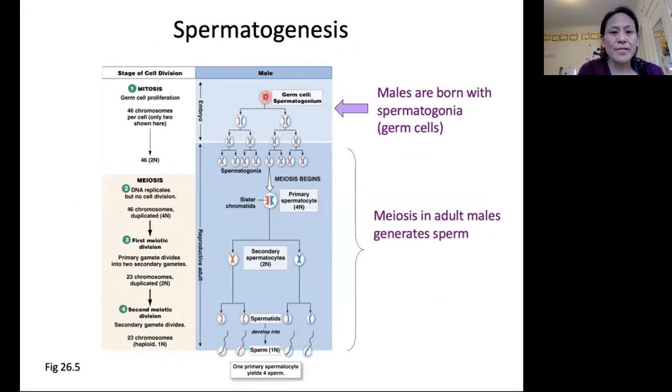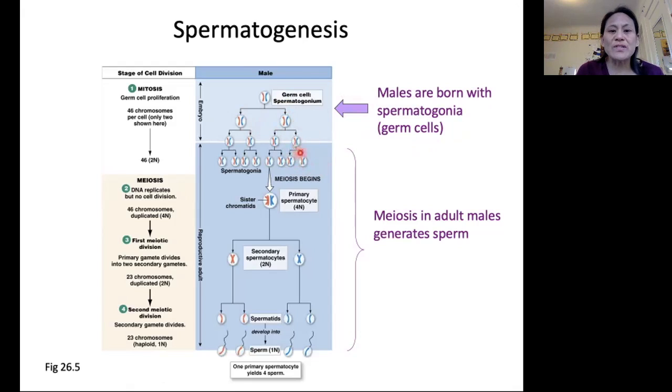males are born with these cells, spermatogonia. Germ cells are basically the cells that give rise to the gametes. They're born with these spermatogonia, which are basically regular cells. They're diploid. When the male reaches puberty, then he can start making sperm.